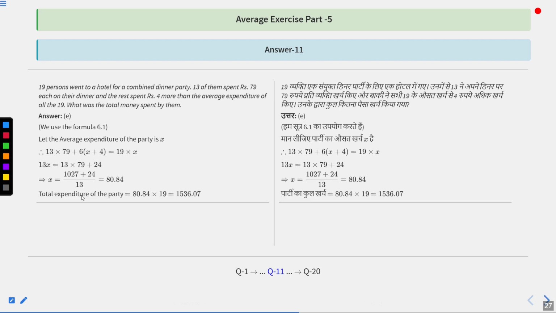Now the question asks, what is the total expenditure of the party? So there are a total of 19 members and each member spent 80.84 rupees. So it will become 1536.07 rupees. Clear? Next one.